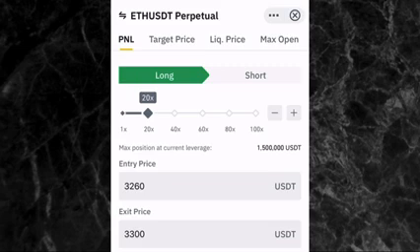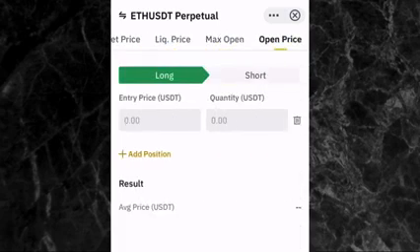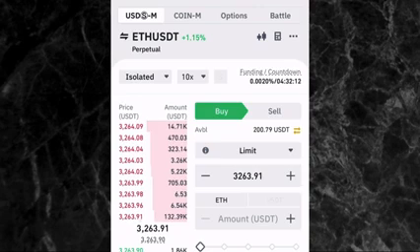It's also the same strategy to calculate your target price. For target price, just pick your leverage, enter your entry price, enter your ROE, that's the percentage you wish to make. If it's 10%, enter 10%, and it's going to show you the target price at which you should take your profit. And you can also calculate the liquidation price, max open, open price, and so on. I don't want to do all of this because it will make this video too long. So let's go back. So that's how you can use the calculator icon, and it is very, very useful.